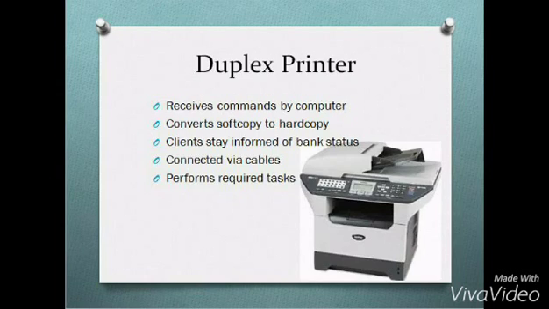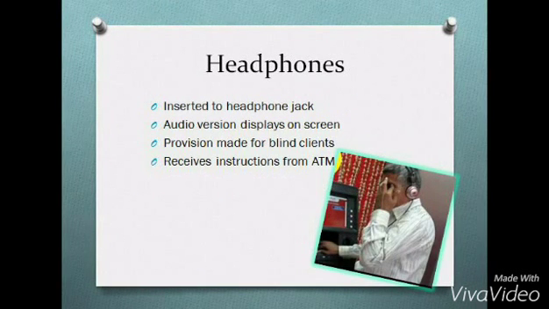A duplex printer is most commonly found in workplaces. It is put into use by receiving commands from the computer to convert information stored on the system, known as soft copy, to hard copy, which is printed on paper. In the banking industry, the hard copy is sent to clients to inform them about the updated bank statuses. In this instance, it's by sending the bank statements. Cables are placed into the serial port of the computer in order to perform the following tasks: printing, scanning, photocopying, and faxing.